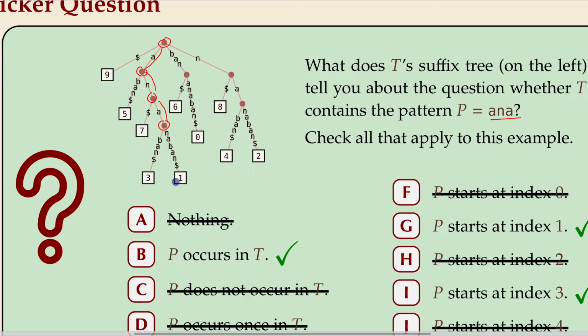So the number of leaves below this, there's 2 leaves. That means there's 2 occurrences of the pattern in the text. And if you look at the index in the leaf, that's the index where the pattern occurs. And so that's exactly the indices 1 and 3 where we find Anna in the text banana ban. Okay? Good.